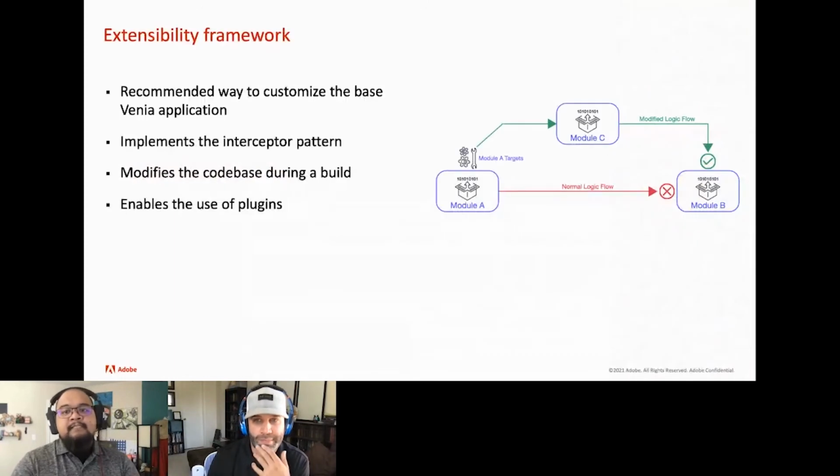Okay, so if you got your project set up, you got some tips on how to create and optimize your code for new features. How do you actually apply these changes to the base Venue application? And the answer to that is using our Extensibility framework.